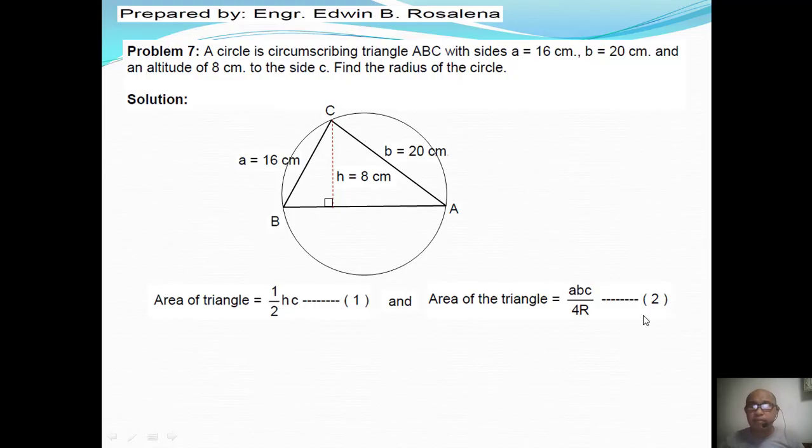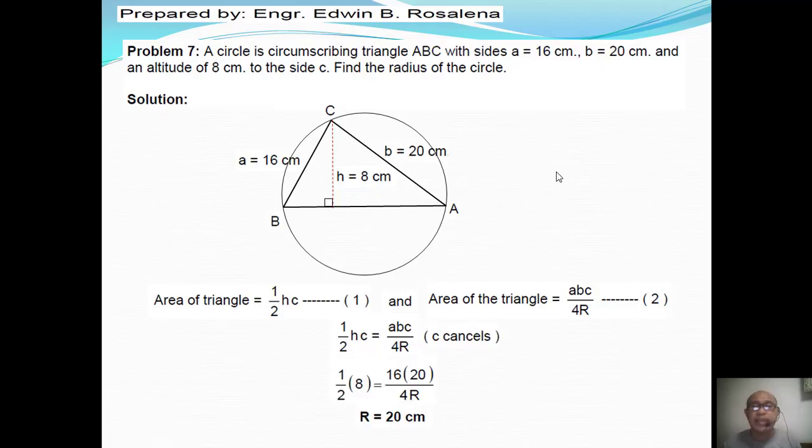So I can equate the two. So 1/2 HC equal to ABC over 4R. Now notice that the unknown side C cancels out, and H is given, that is 8. The two sides A and B are also given, and the only unknown for this equation is the radius of the circumscribed circle R. So I can solve for R, and that is equal to 20 cm.